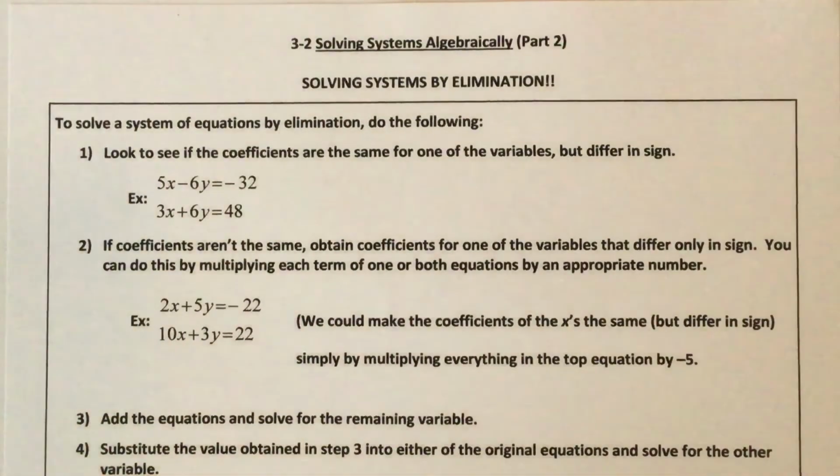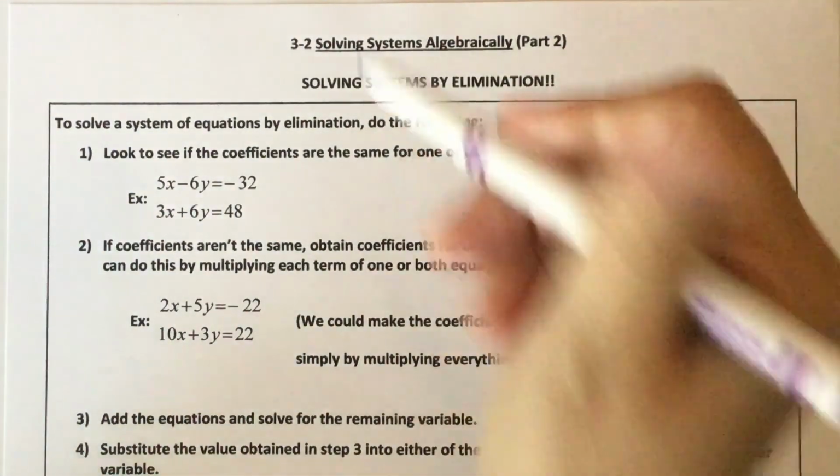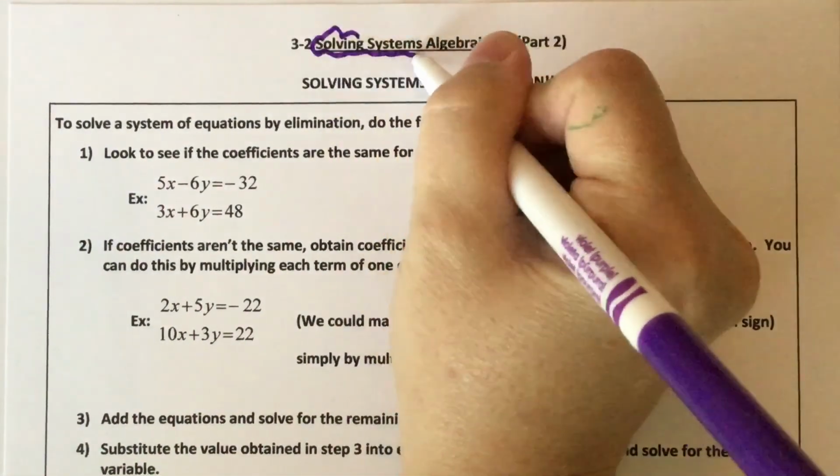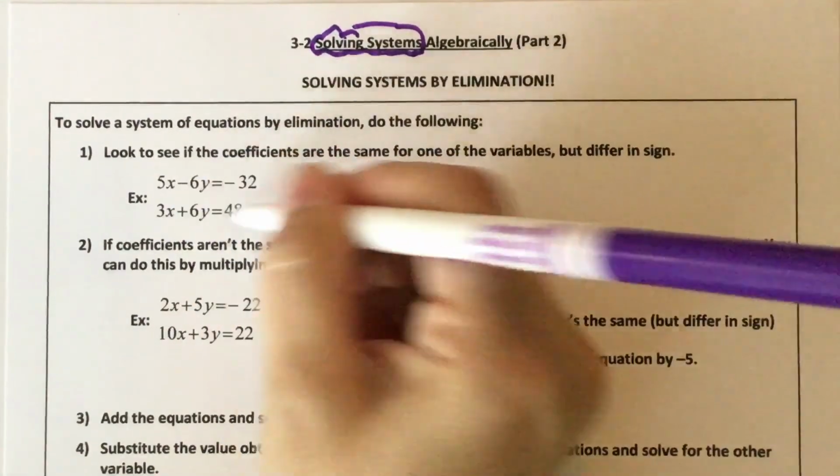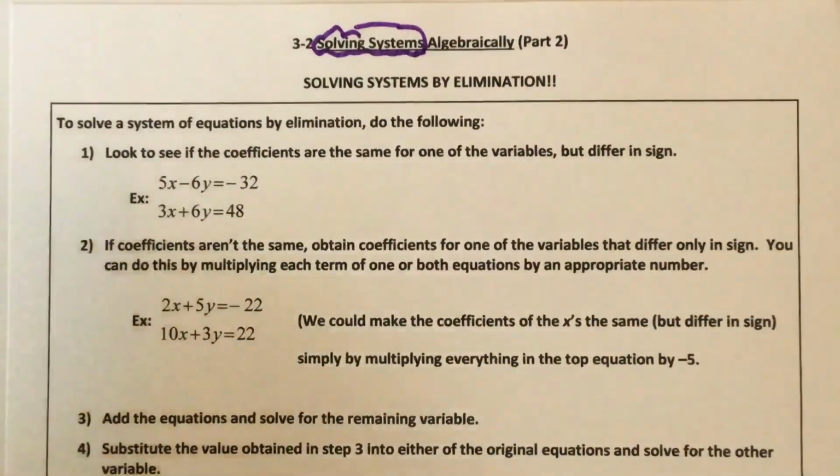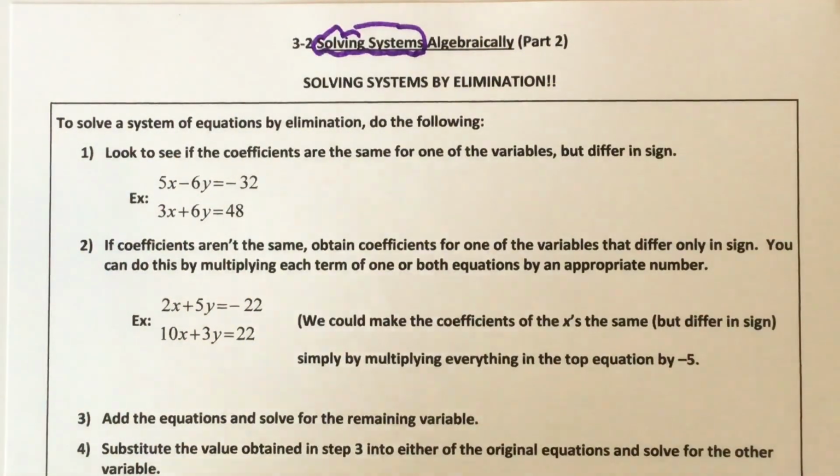In this lesson, we are still solving systems. So once again, that's when you have two or more equations with the same variables. And today we are going to solve them with a method called elimination.